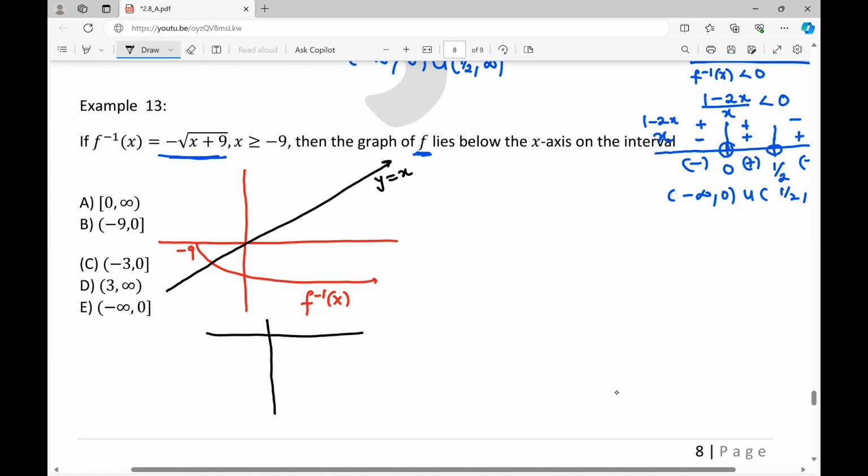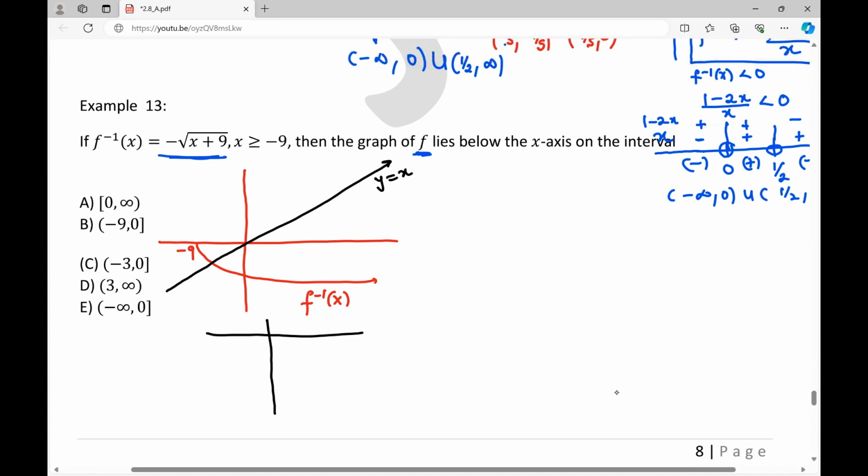Take some point on the graph of what? On the red graph. The obvious point here is this one. Remember, it's a point on f inverse, so we need a point on f of x. Here you can see minus 9 and 0. So minus 9 and 0 is going to become 0 and 9, right?